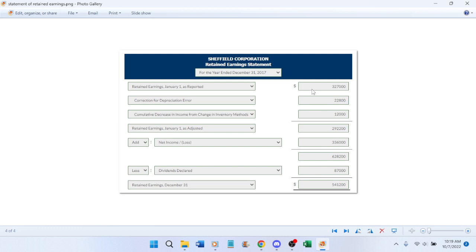Correction for depreciation, correction for errors, then retained earnings January 1 as adjusted, and then add net income and less dividends declared equals retained earnings December 31st.